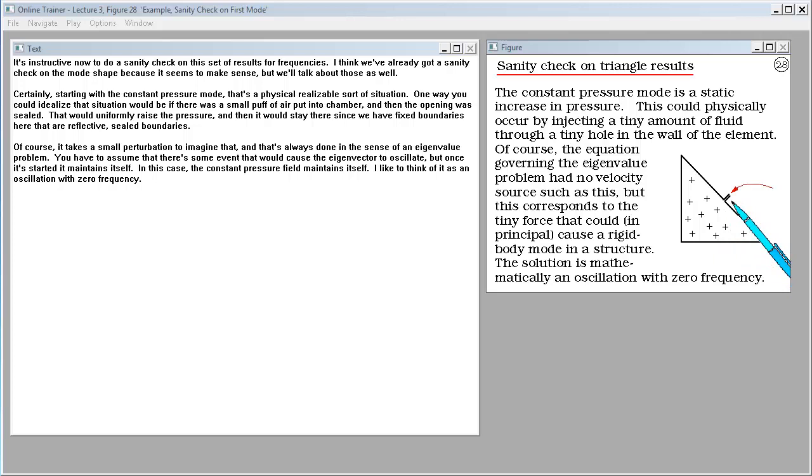That would uniformly raise the pressure in the chamber and then it would stay there, since we have fixed boundaries here that are reflective sealed boundaries. Now, of course, this takes a small perturbation to imagine that, and that's always done in the sense of an eigenvalue problem that you have to assume that there's some event that would cause the eigenvector to oscillate. But once it started, it maintains itself. In this case, the constant pressure field maintains itself. And I like to think of it as an oscillation with zero frequency.